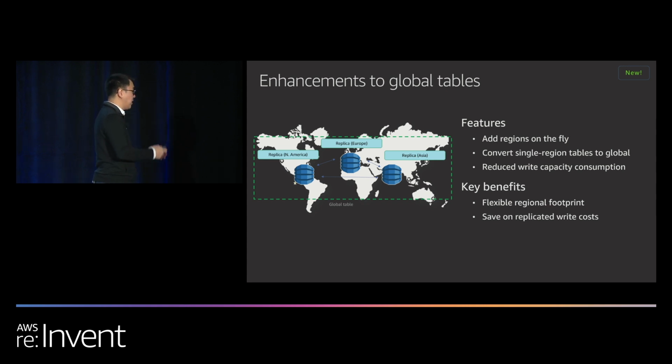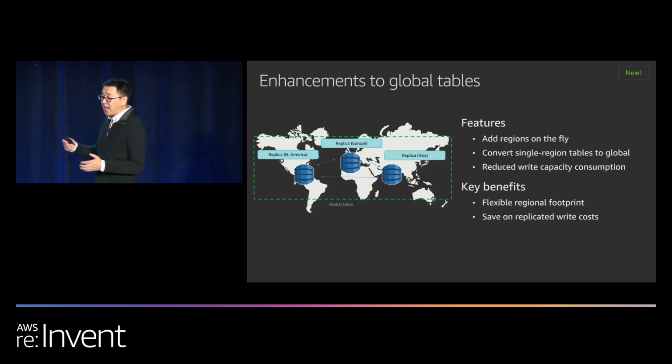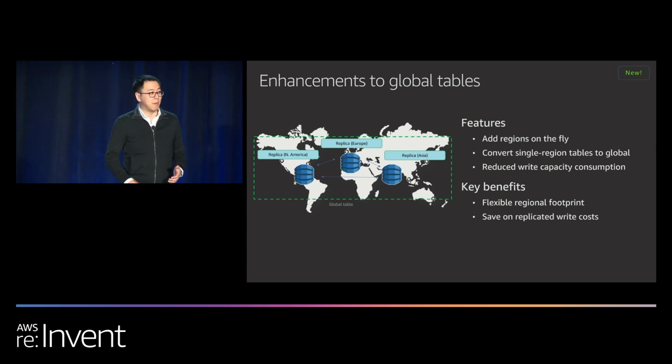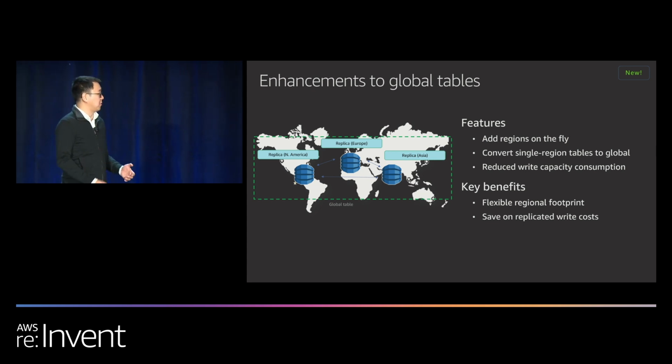In addition, though, what you might not be aware of is we've also improved the replication protocol for global tables. And what this does is it actually reduces the amount of writes that are needed to perform the cross-region propagation. And what this does for you is enables you to save up to 50% on replicated write costs, which are oftentimes the biggest portion of your global tables bill.